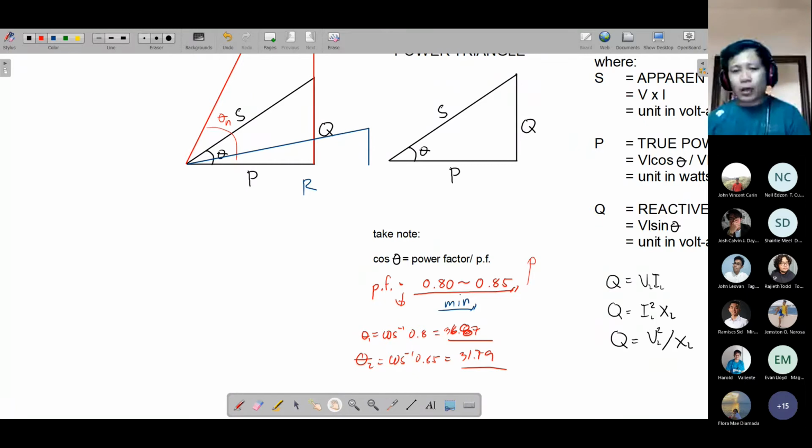There is a second way to counter the problem of penalty. That is, kailangan nimo i-correct, kailangan nimo butangan og correction ang imuhang power factor. So sir, unsaon pag-correction sa power factor? To correct your power factor, okay?